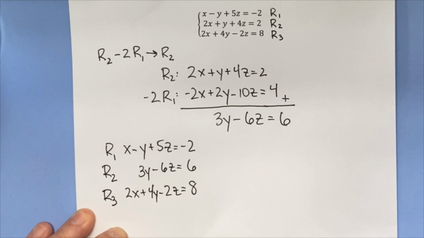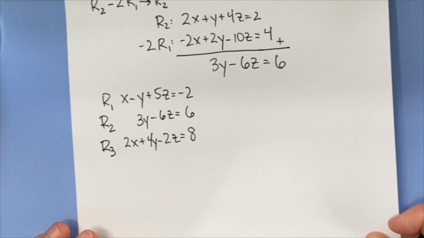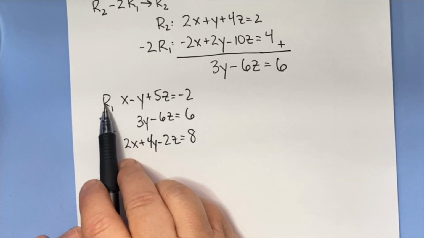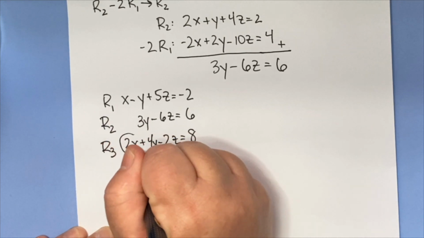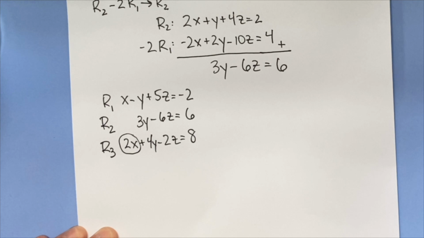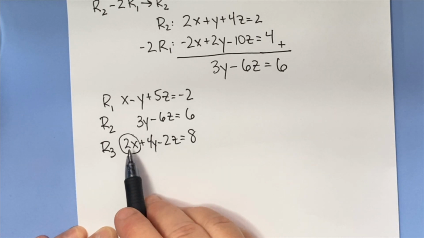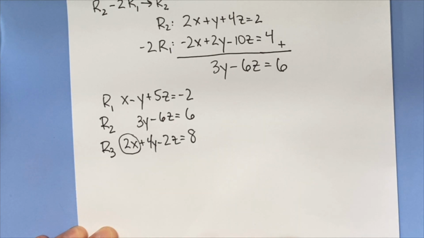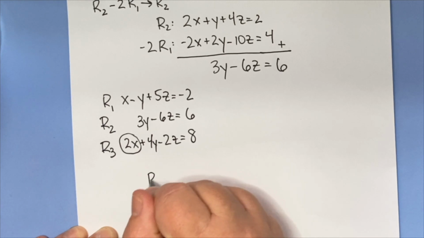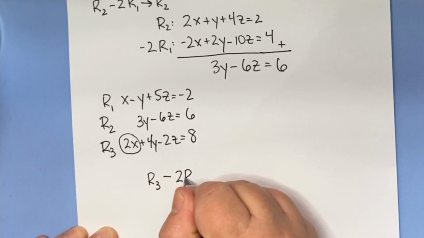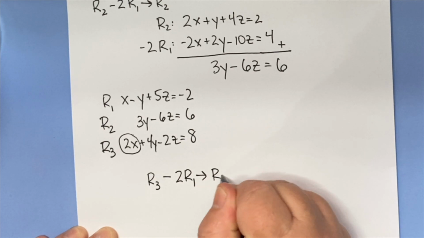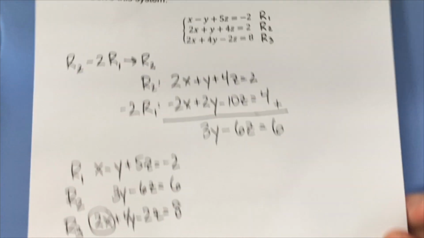Okay, then I'm going to use row 1 again, and use row 1 to get rid of this. This is what I want to aim for next. I want to get that out. So I'm going to take row 3 and subtract, again, 2 row 1 and put that in row 3. Okay, let me squish this up.